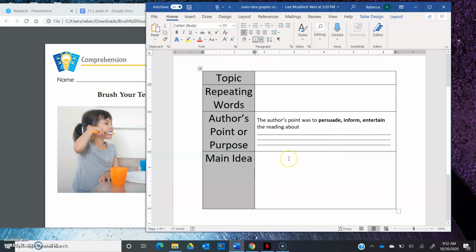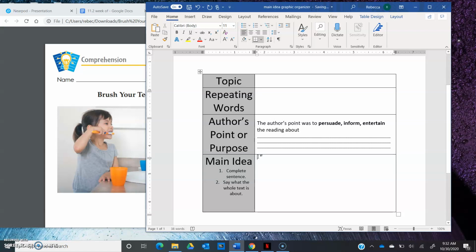And then lastly, we'll make our main idea statement. Similar to our theme statements, it needs to be a complete sentence. So how about I write that in here? Complete sentence. And it needs to say what the whole text is about. So it's like a summary sentence. If you could put the reading in one sentence, what would it be? That's main idea. Okay, so let's get started.